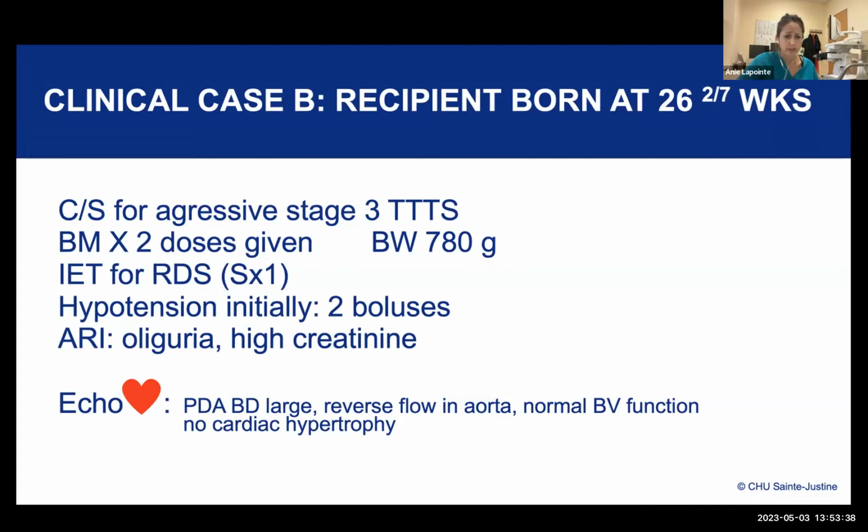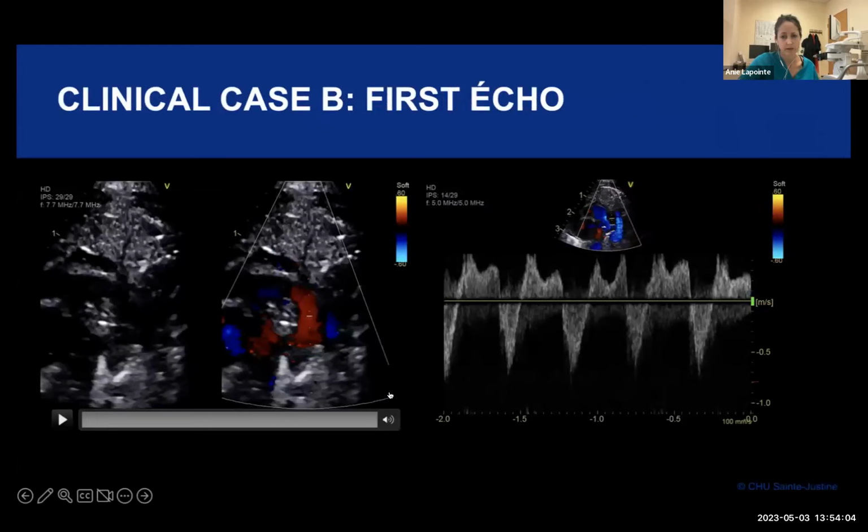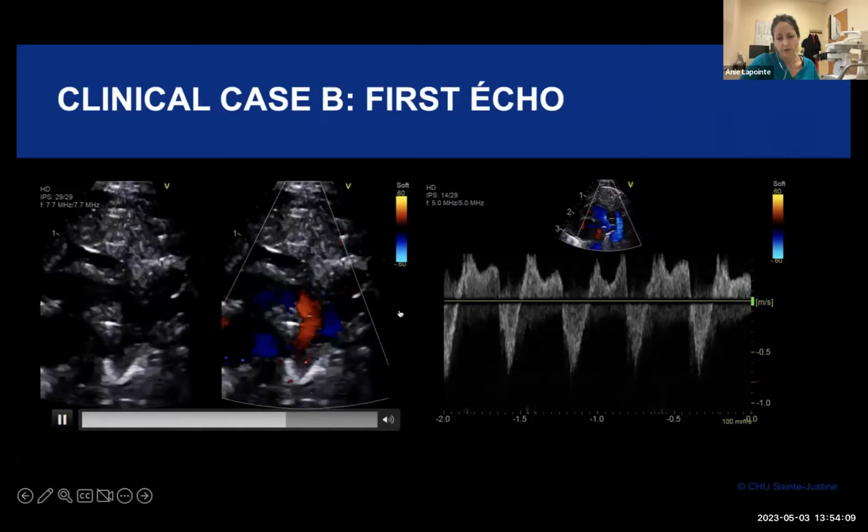The first echo, done in the first 24 hours, surprisingly showed a large PDA with a bidirectional shunt, a reverse flow in the aorta, some kind of hemodynamically significant PDA, but the biventricular function was normal and no cardiac hypertrophy was found. It's only to show the big PDA bidirectional.